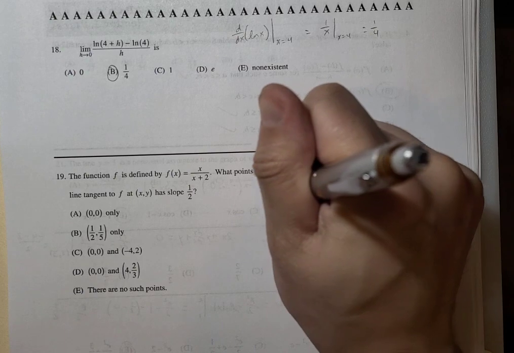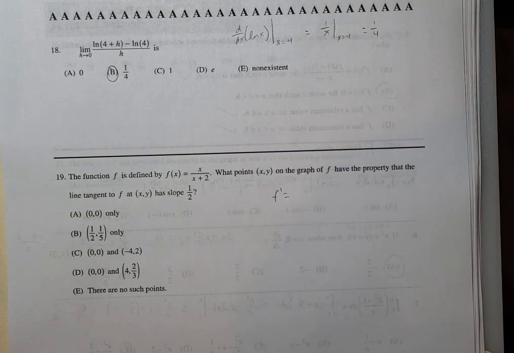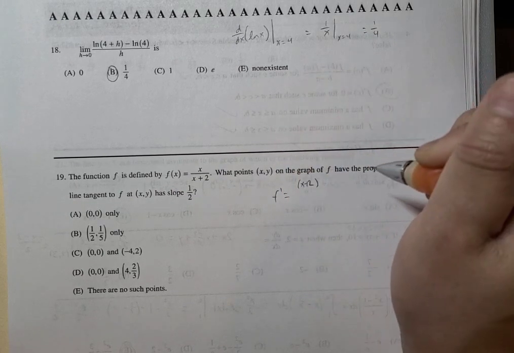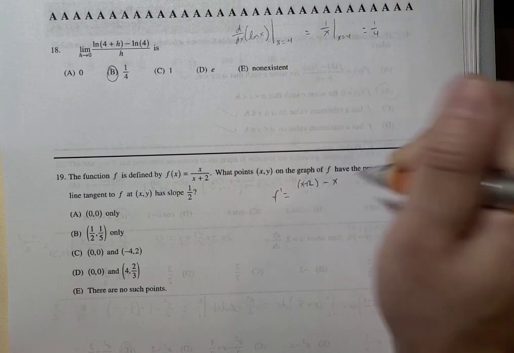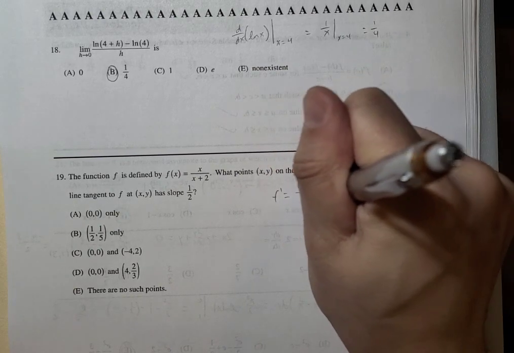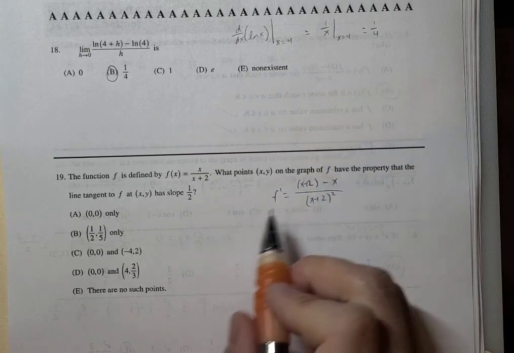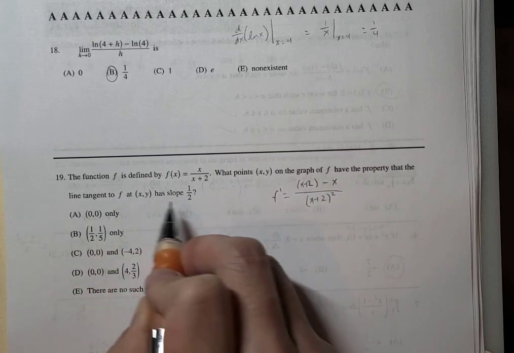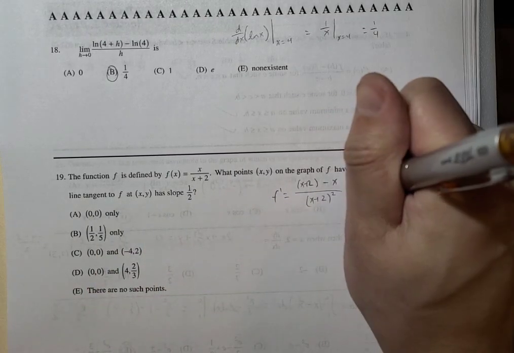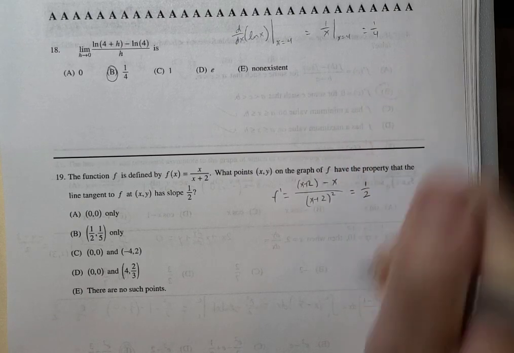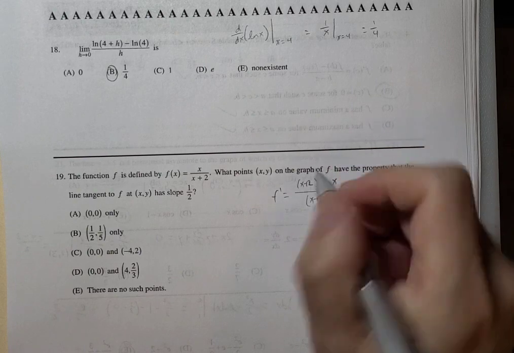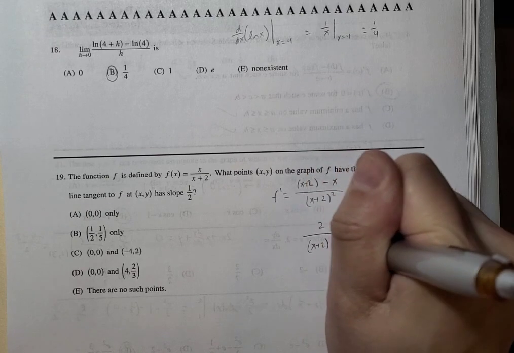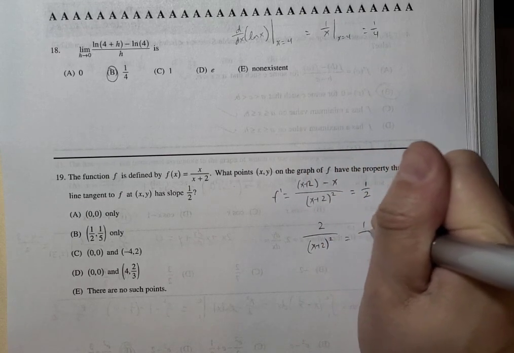Okay, so f prime would be, well, we've got to use the quotient rule here. Bottom times the derivative of the top, which is just 1, minus top times the derivative of the bottom, which is just 1, over bottom squared. We want the points to have the property that the slope of the tangent line is half. So f prime is the slope of the tangent line. We set it equal to half. Okay, so we can simplify the top. Actually, we get 2 over (x plus 2) squared is equal to half.